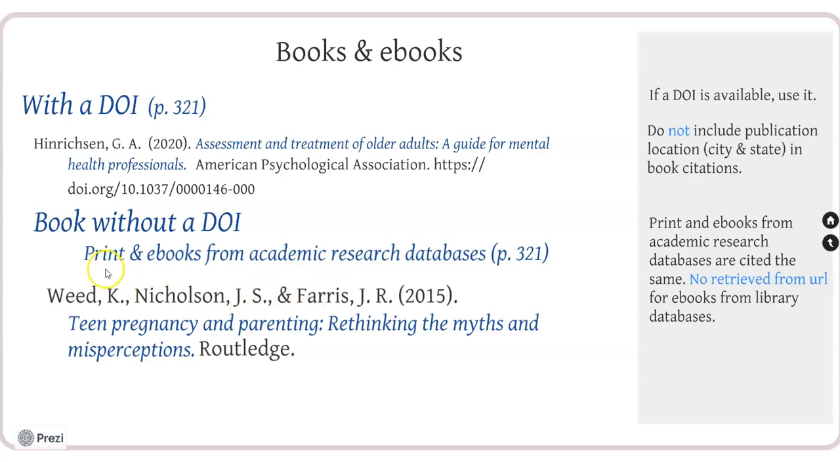So if you find a print book or an ebook from an academic research database, and again, available through the Greg Ratwell Library, I think we have over 1 million ebooks now. So there's a good chance you can find an ebook. Again, you'll list the author, authors, the date, the name of the book, the publisher, put a period, and you're done. That's all you have to do for a book without a DOI. And again, most books don't have DOIs yet, but it's coming.